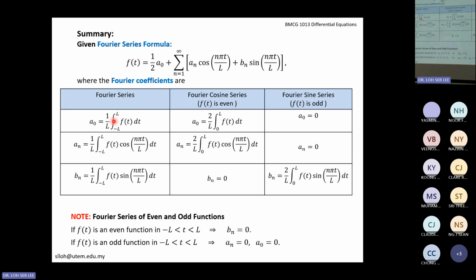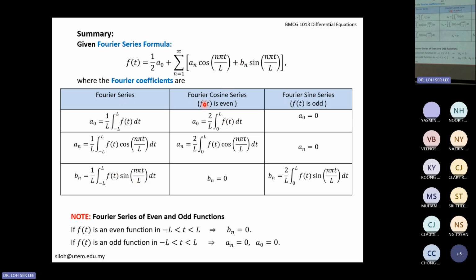Okay, this one is the one for full range. Meaning that when your f(t) is neither odd nor even, you have to use the full range Fourier series to get the Fourier series. But if your f(t) is even, you can use this new set of formulas to get the Fourier cosine series. Of course you can also use the formulas from the full range Fourier series. You will get the same answer.